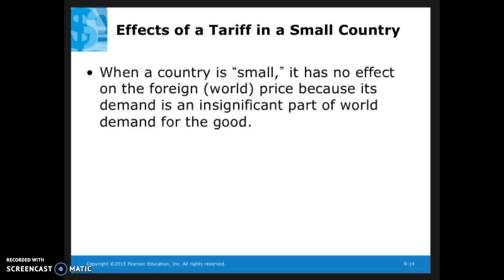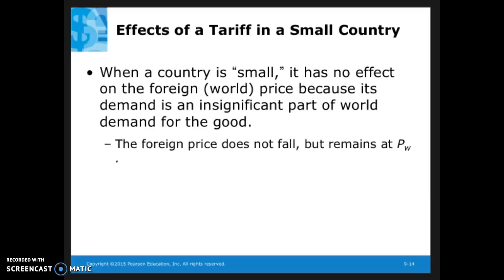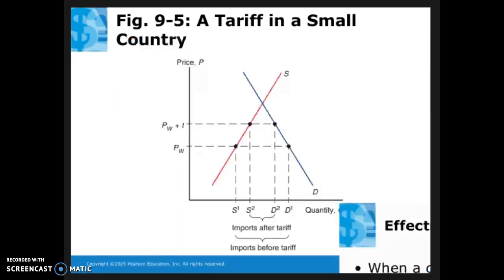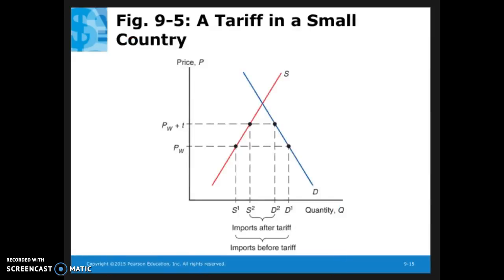So, let's look at these effects on a small country. When a country is small, it has no effect on the world price because its demand is an insignificant part. The foreign price does not fall, and it remains at PW. The price in the home market rises by the full amount of the tariff. So you can see that here graphically.